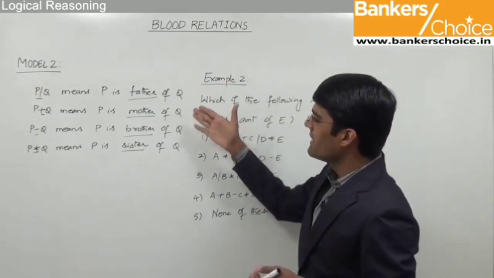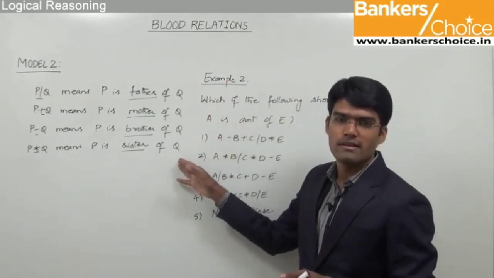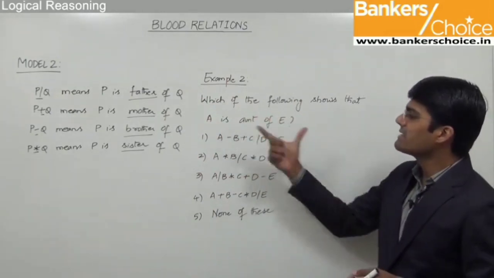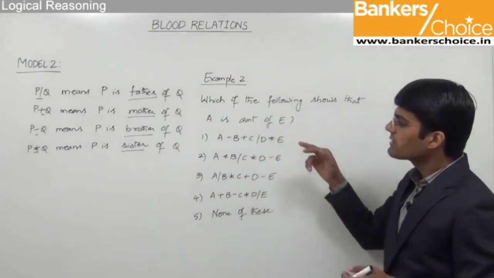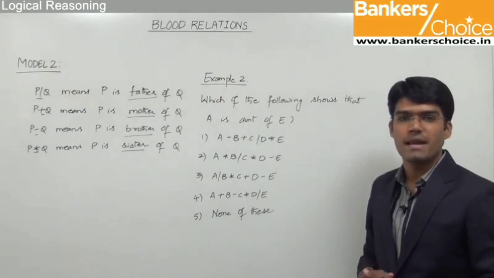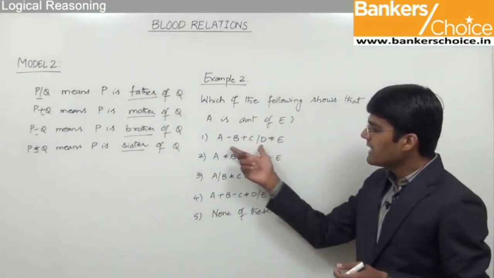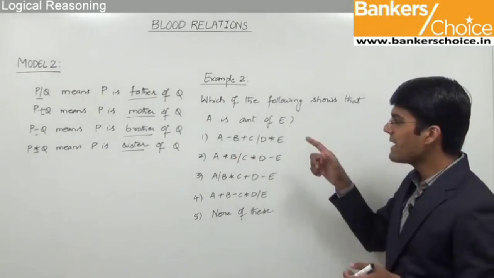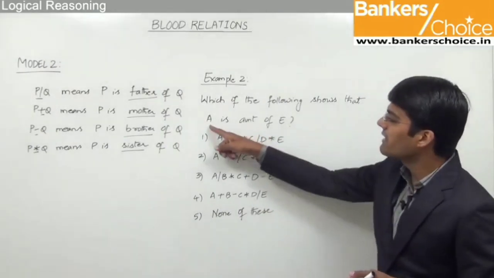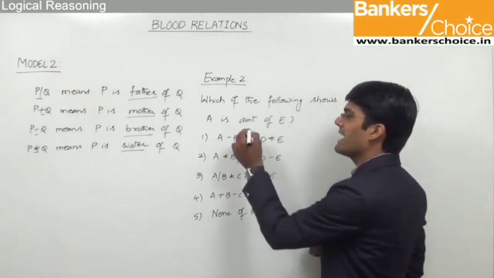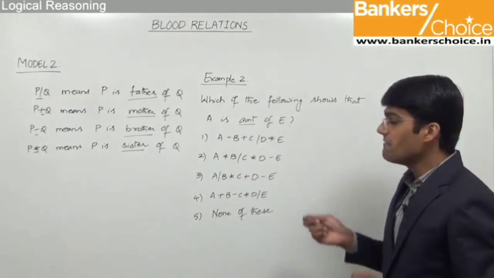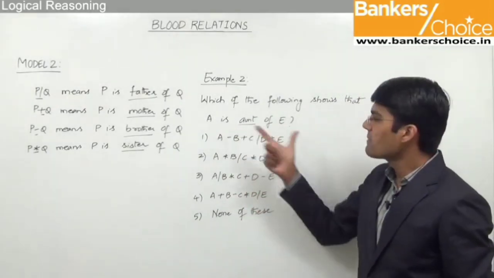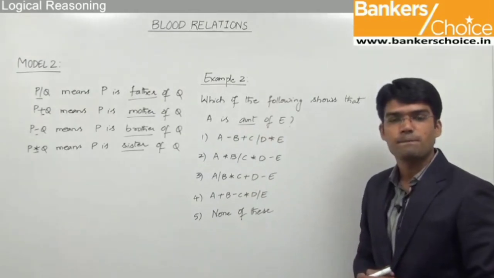As you can see here, the information is same that we have already discussed, and the question is which of the following shows that A is the aunt of E. So this is quite opposite to what we have discussed in example 1. In example 1, the equation was given and the relationship was to be established. But in example 2, the relationship is already specified, that A is the aunt of E, and we need to find out which of the given equations represents A is aunt of E.